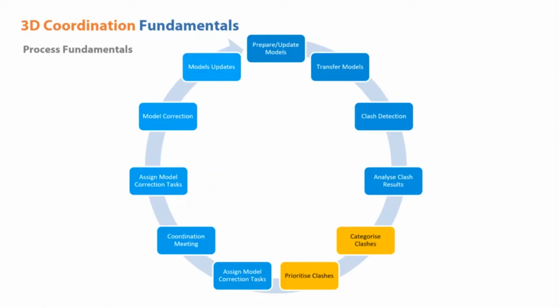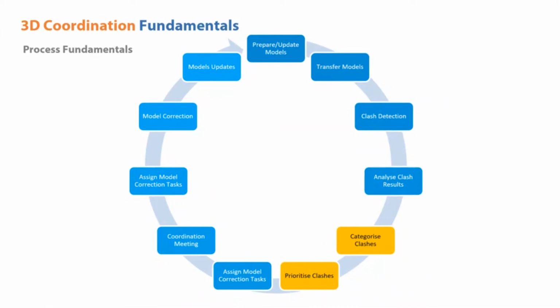And in the big picture, if we break down this concept, it consists of many other subcomponents as well. Starting with the preparation of models for clash detection, transferring the models to a shared project folder, then the clash detection process to be performed, analyzing the clashes for the identification of real coordination issues, and categorizing clashes. That means grouping clashes that belong to one coordination issue or one coordination subject. Next, prioritizing the clashes to be discussed during the coordination meeting and to be corrected straight away.